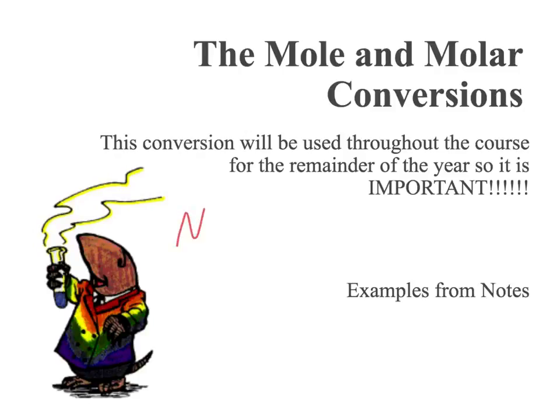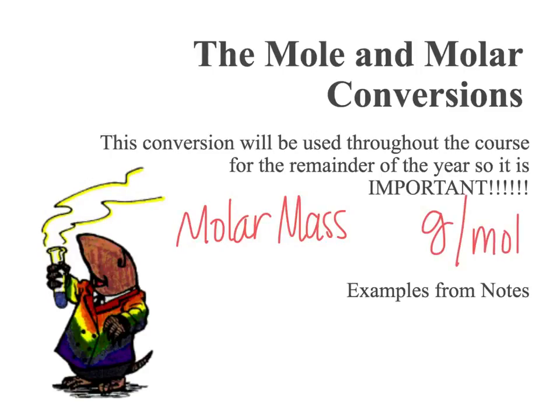We're going to be needing molar mass, which is the flipped lesson we did before where we add everything up on the periodic table for our formulas. And remember, it's going to have units of grams per mole.